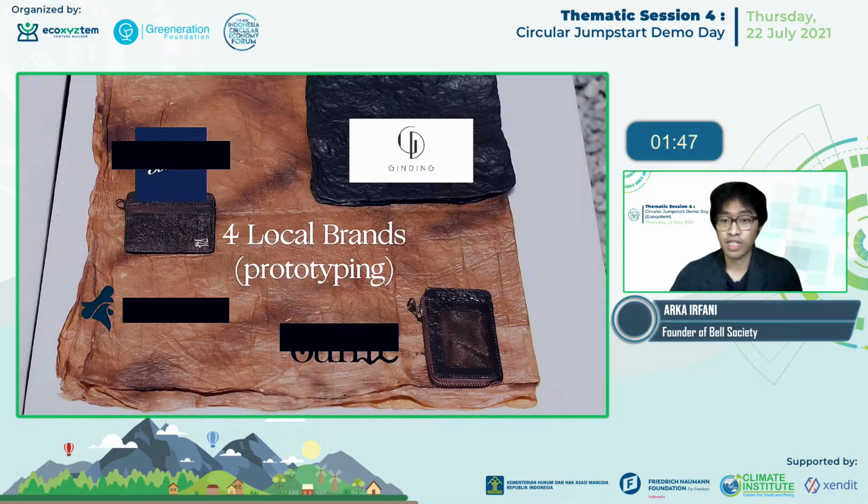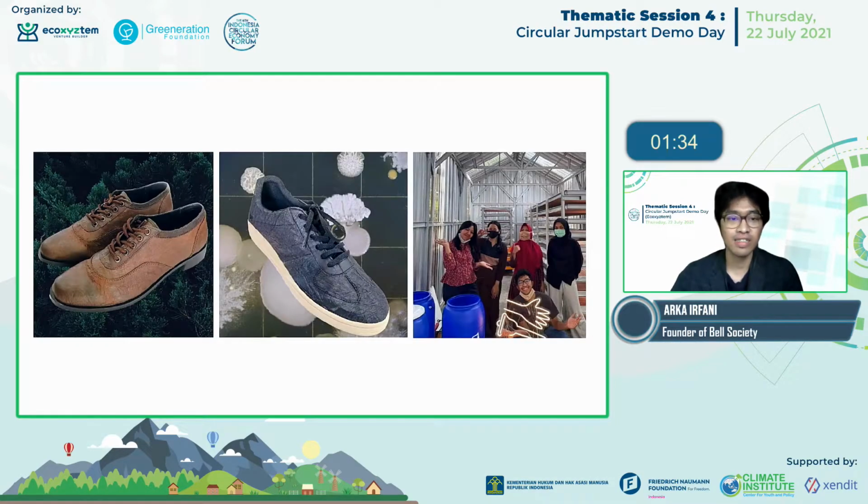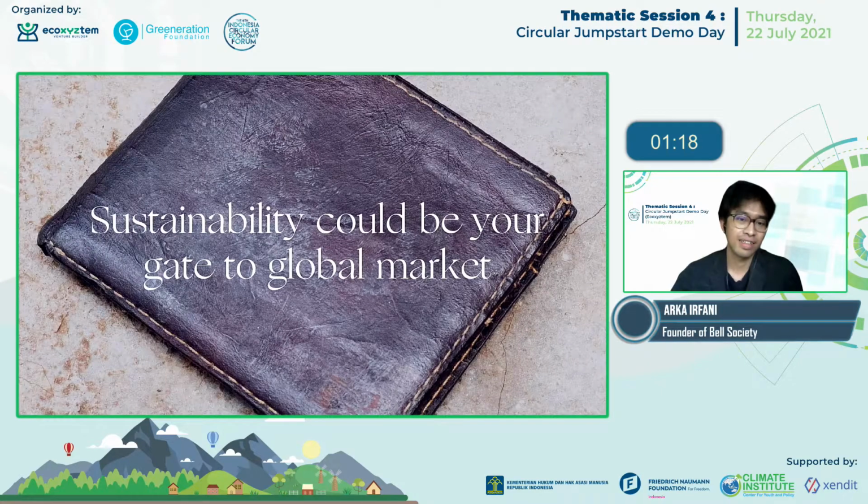These are the four local brands that we are currently prototyping. You can guess what kind of brand this is. This is limited scale, so we can make it anywhere and in any size by using the medium that we use. This is the product that we create. We have already made classic shoes and sneakers, and on the right is our production size. This is also a picture of our production site, and on the right are other derivative products that we are currently producing.